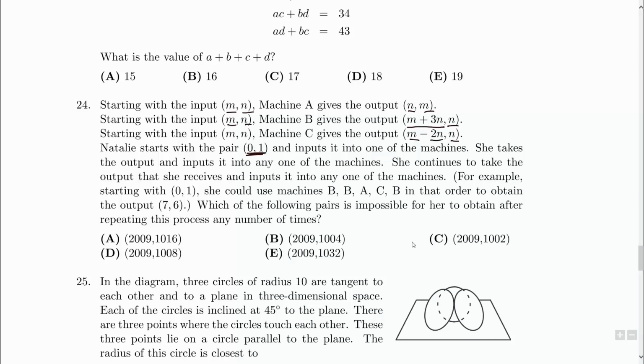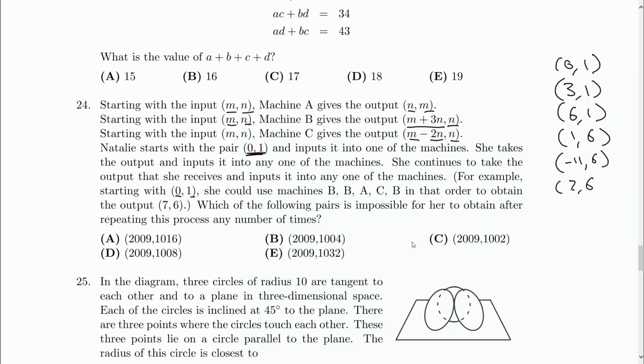So as an example, if we start 0, 1, she puts it into machine B, then we add on 3 times 1, and then we would add that on again. And then machine C would tell us machine A would swap the order. And then machine C would take away 2 copies of 6, so we'd get negative 11, 6. And then machine B would add on 3 times 6, which is 18. And we get 7, 6, just as they predicted.